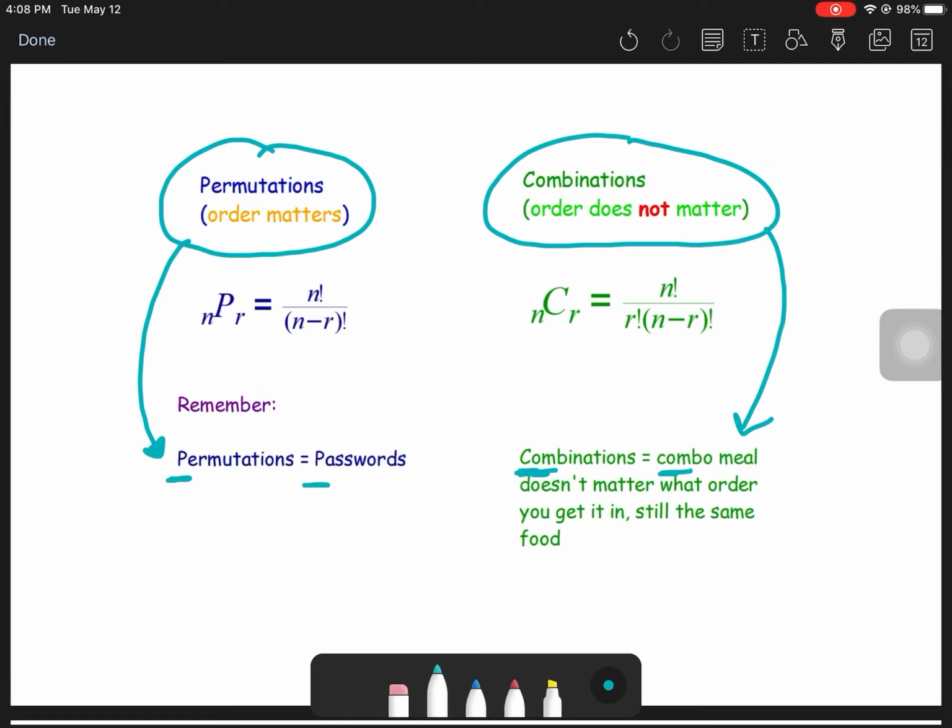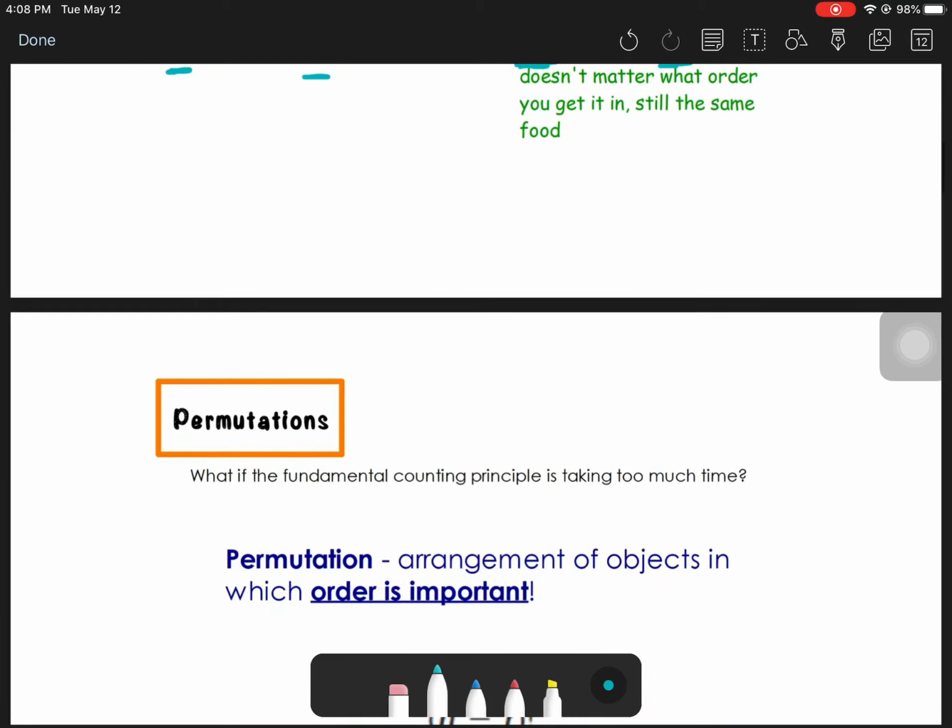If you don't enter your password in the correct order, you're not going to be able to get into whatever you had the password for. There are formulas for each of these that we could use to calculate permutations and combinations, but we are going to use our calculator to calculate them.